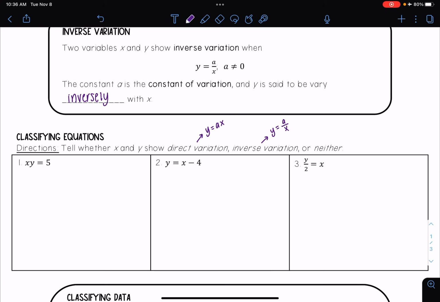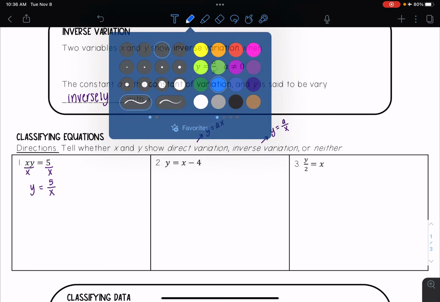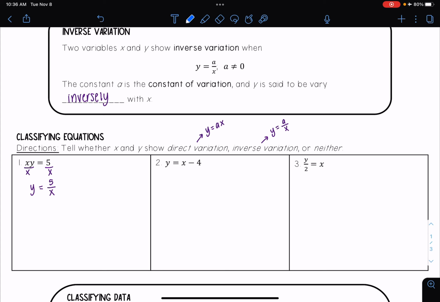So looking at these, my first step is I want it to be in the form where y is by itself. So for number 1, I have y times x is equal to 5. So my first step is to go ahead and isolate my y. To do that, I need to divide x from both sides. And I get that y is equal to 5 over x. So looking at this, I see that this is in the form of y equals a over x. My a in this case is just 5. And so that means that this first one shows inverse variation.